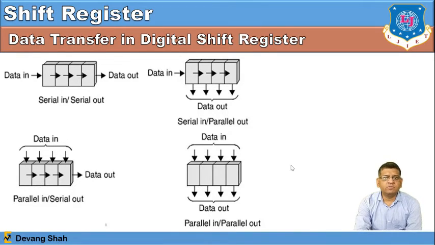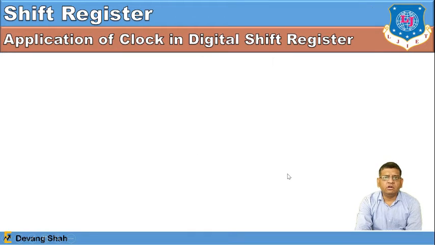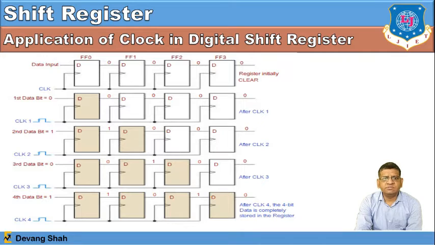There are four types where you can shift these particular bits, right? So same way here, you can shift the data to the right position, as well as you can also shift the data to the left position. So in a sense, that is also called a shift left register or shift right register, right? Now based on that, we have learned about the application of clock in a digital shift register.